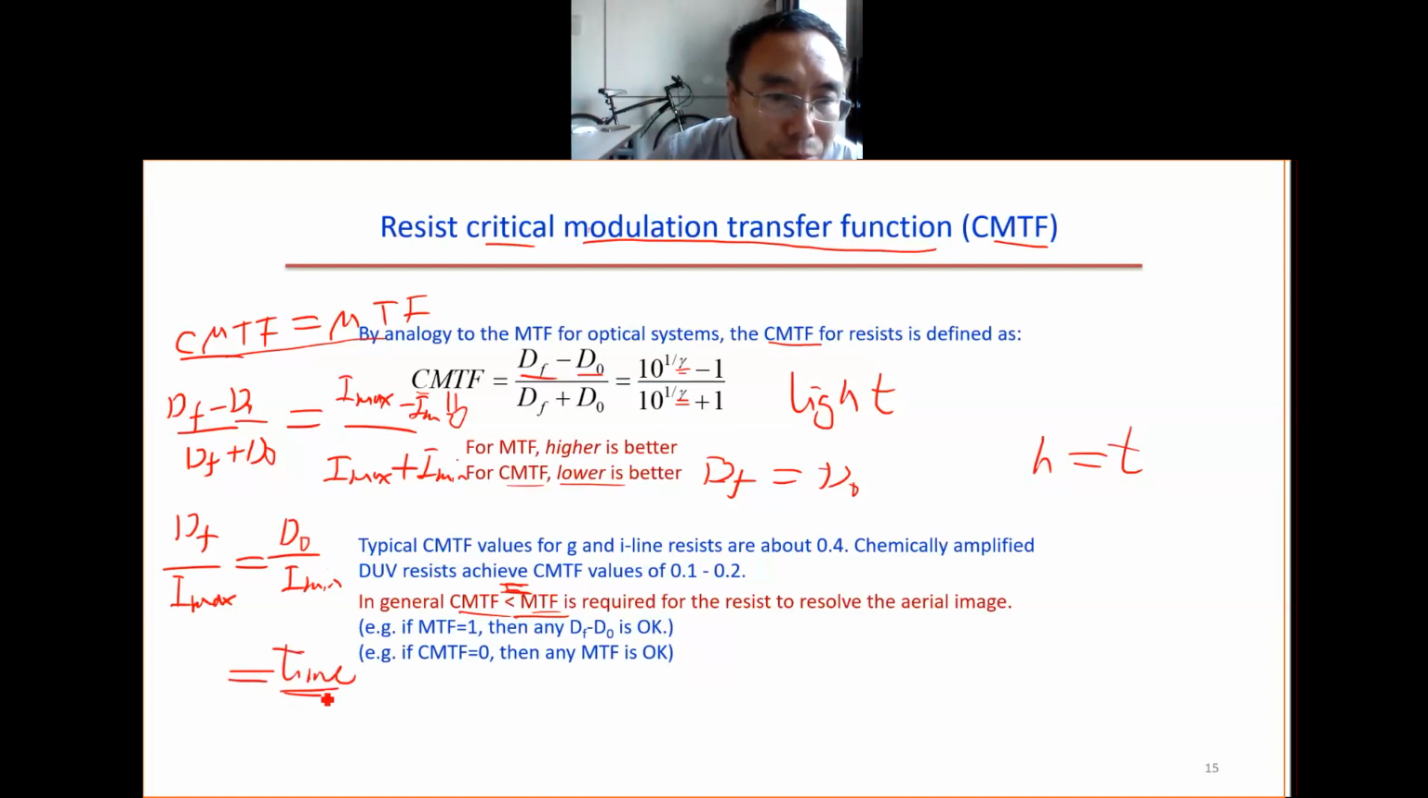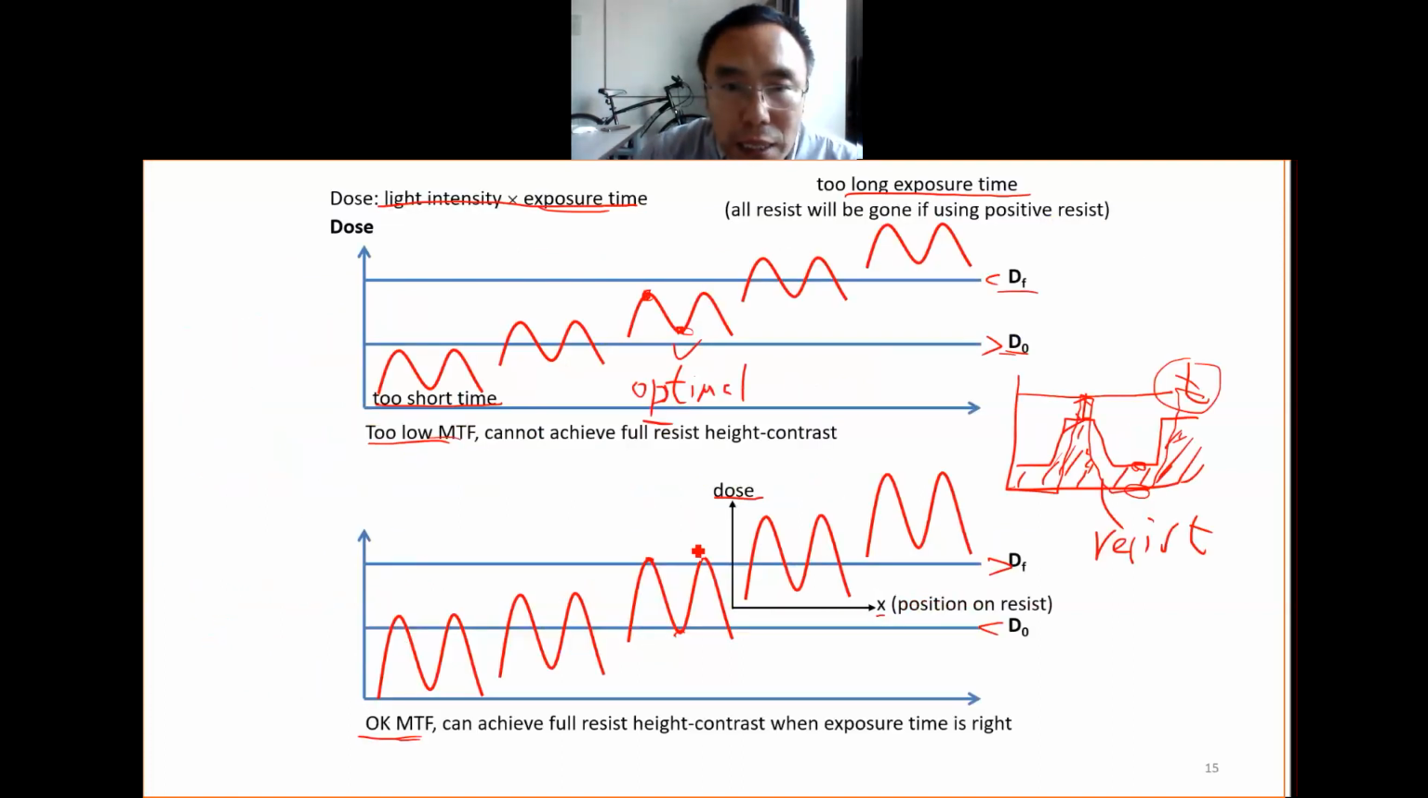If the exposure time is given by dF over I max and d0 over I minimum, this way you will get something like this. So this part will become here. It will be something from here, here to here and to here. It's called just enough. So just enough to have the resist pattern height the same as the resist thickness.